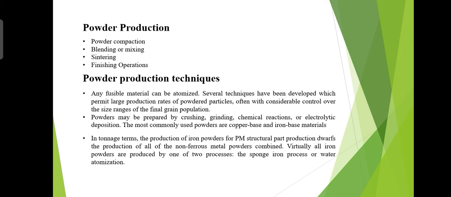The chief raw materials used in production of powder metallurgy components are the metal powders, and several techniques have been developed which permit large production rates of powder particles, often with considerable control over the size ranges of the final population. These consist of fine high purity metal powders produced by processes such as atomization, mechanical comminution, chemical reduction, electrolytic techniques, and agglomeration. These are the basic techniques used to produce powder.